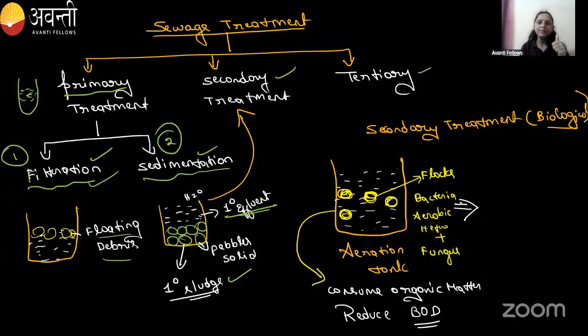The primary treatment mainly involves two processes: one is the filtration process and the second is the sedimentation process. First, when the water moves to the filtration tank, they remove all the plastic covers and floating debris. Those are removed by the first filtration tank. Then the water from the filtration tank is sent to the second tank, which we call the sedimentation tank.